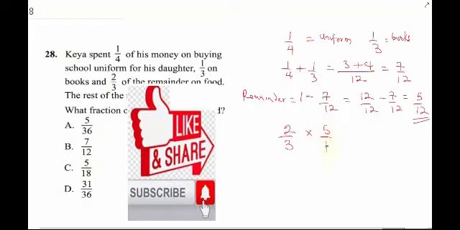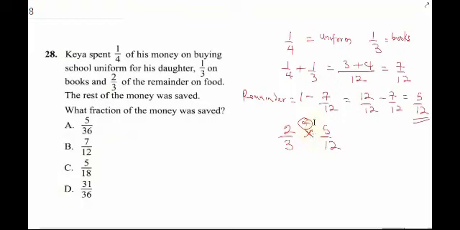times 5/12, because it says of, and you know of in maths must produce a multiplication sign. So 2/3 of 5/12. So now, in order to find this, 2 here is going to be 1, 2 here will give us 6. So this will give us 5/18. Now it says what fraction of the money was saved. Now, this is actually what was spent on food, okay?